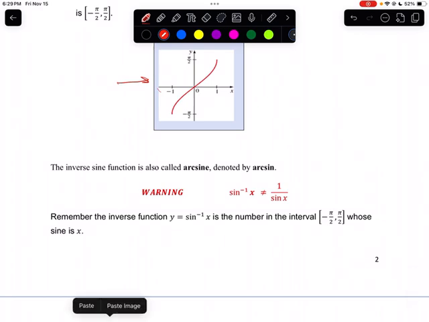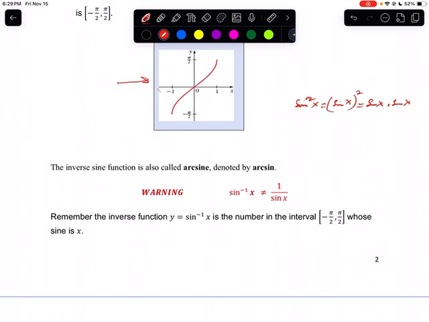Now this is a warning. As I said, this is not a power. Recall that we mentioned earlier that if we have something like this, it means sine of x whole squared, or sine of x times sine of x. Okay? So that is the power here, but when you have negative 1, that is not the power.